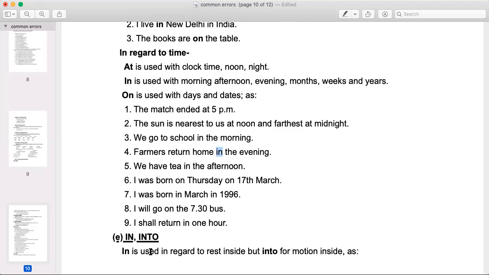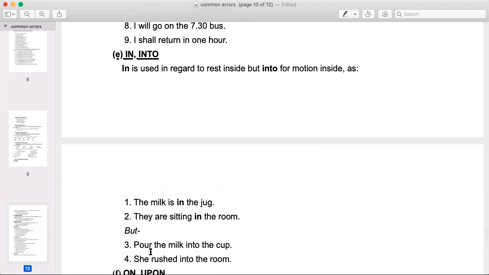In and into. The use of in and into. In is used in regard to rest inside. When something is inside and it is at rest, we use in. But when something is in motion and going inside, we use into. Like when we say the milk is in the jug, the milk is at rest in the jug. When we say they are sitting in the room, they are at rest. We are not going outside and again coming inside, we're just simply sitting.